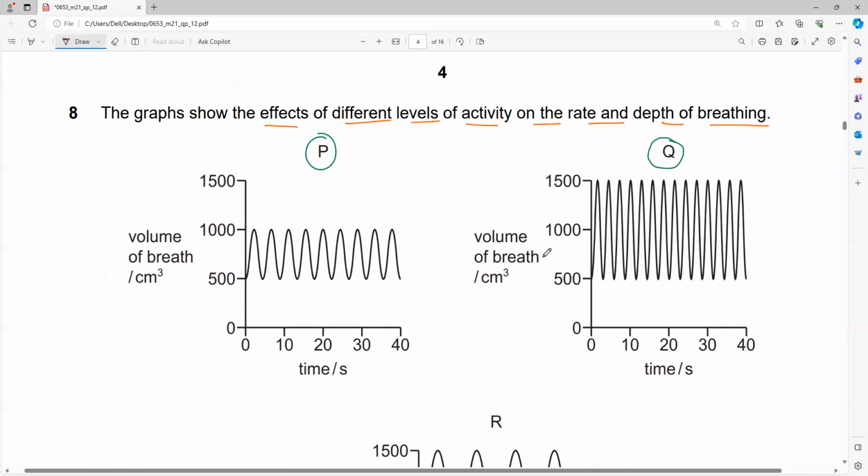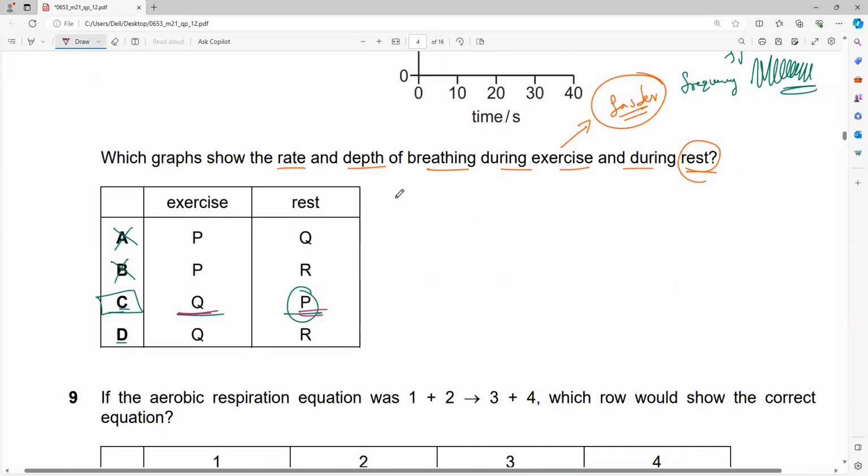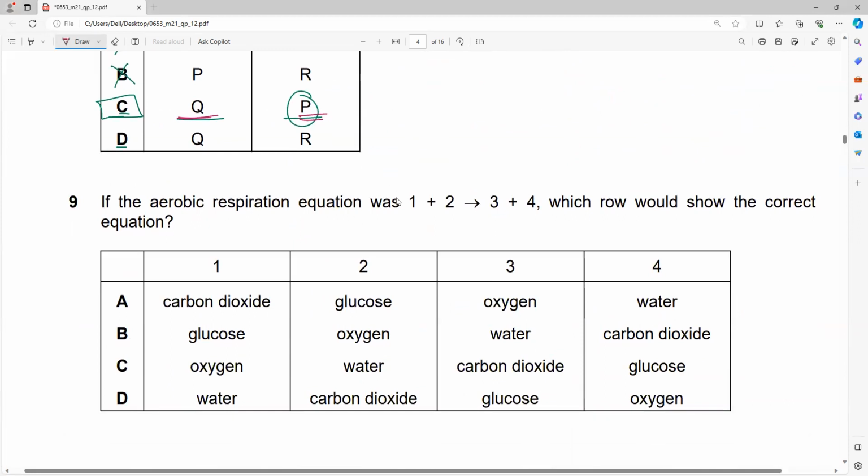Now the third one. Do all of you understand? Please respond, guys. Next, if the equation for aerobic respiration is 1 plus 2 equals 3 plus 4, which row shows the correct equation? Make it faster, you are all very familiar with this. Option B, sir. Yes, option B: glucose plus oxygen gives you water and carbon dioxide. Finish it fast, everybody.